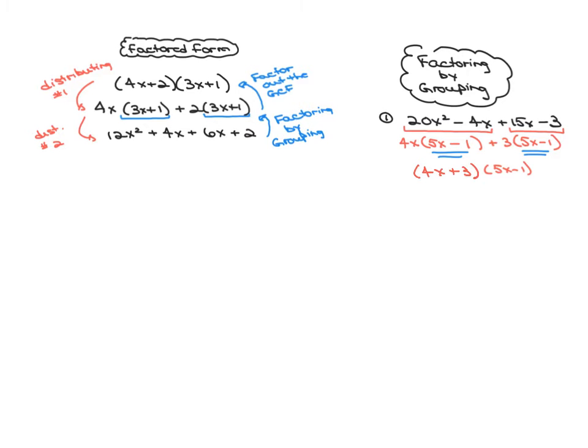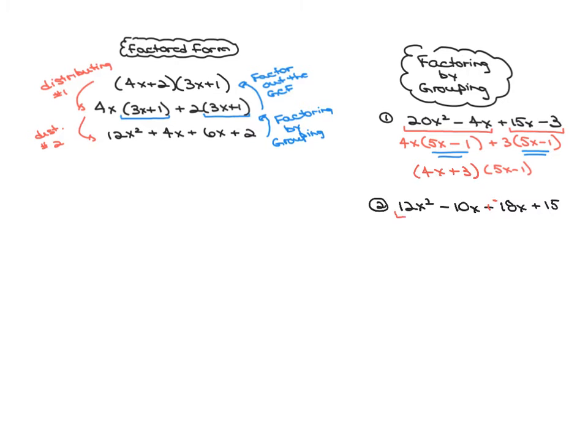Let's look at a second example. And we'll look at 12x squared minus 10x minus 18x plus 15. Now I'm going to rewrite the minus 18x as plus negative 18x, just to see that negative goes with the 18.